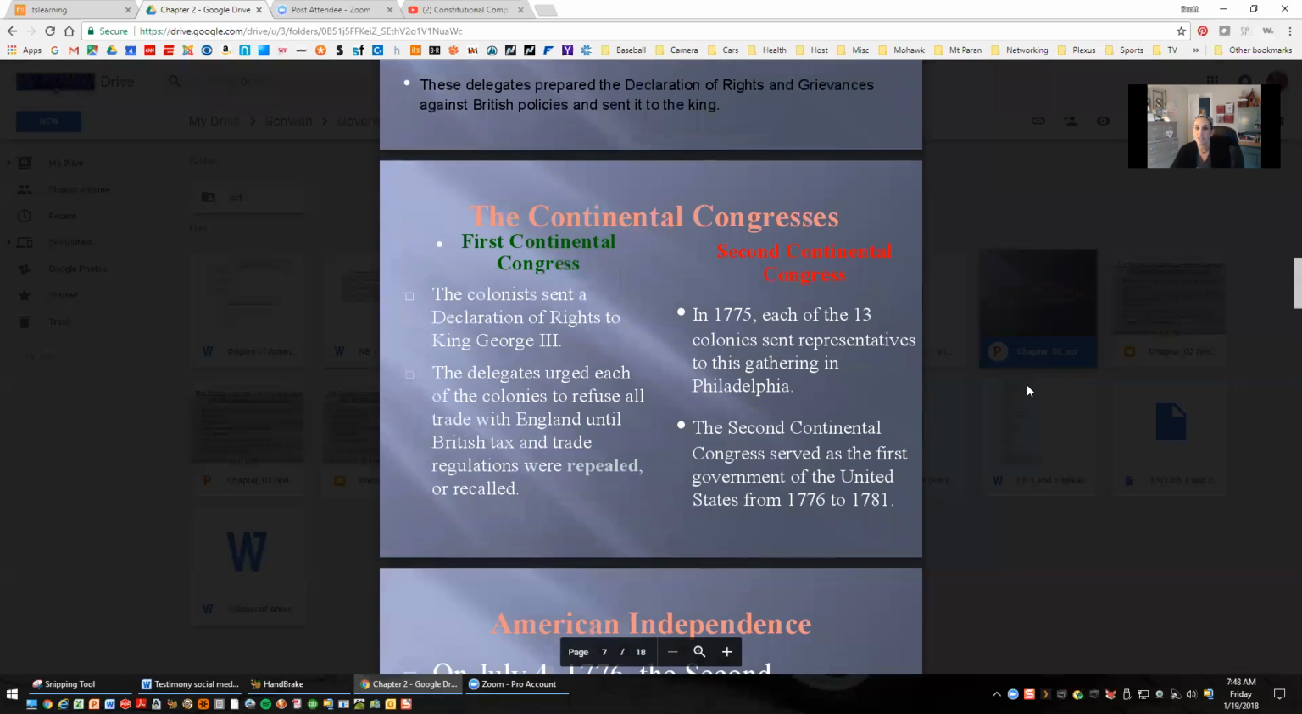So that's going to lead to the Continental Congresses. That first Continental Congress is where the colonists sent the Declaration of Rights to King George III. And the delegates urged each of the colonies to refuse to trade with Britain unless they're going to take away the taxes. A great word for taking away, to recall them, is to be repealed. If they weren't going to take away those taxes, then the colonies may end up in rebellion.